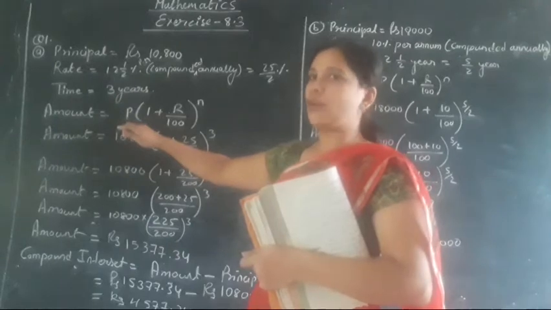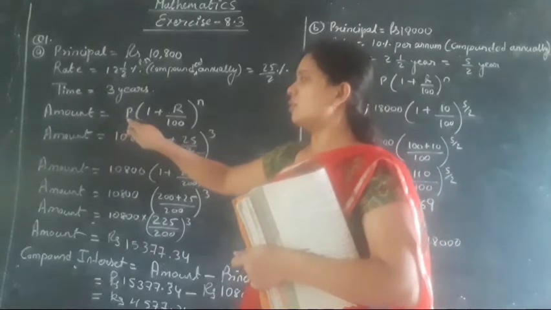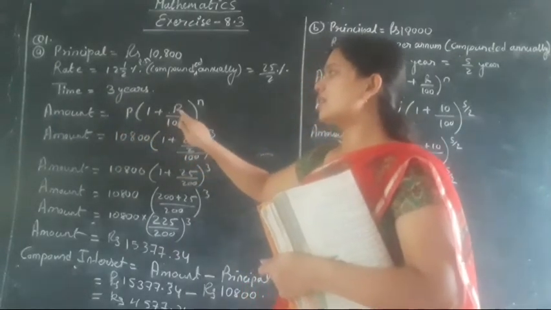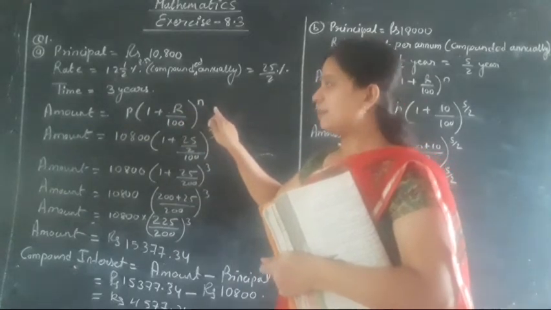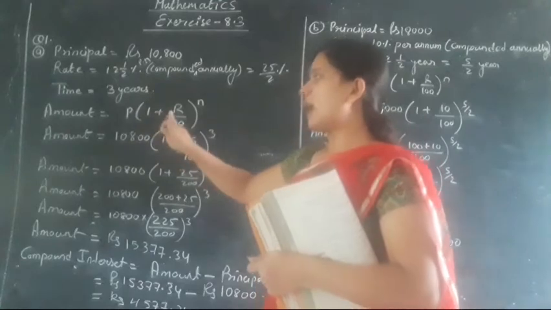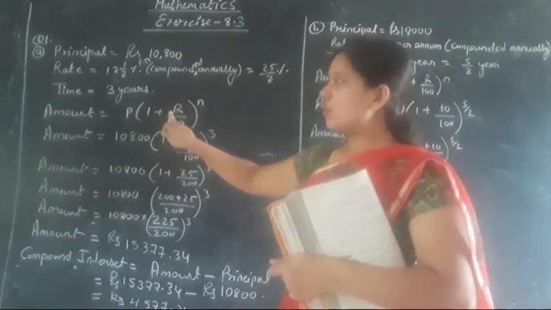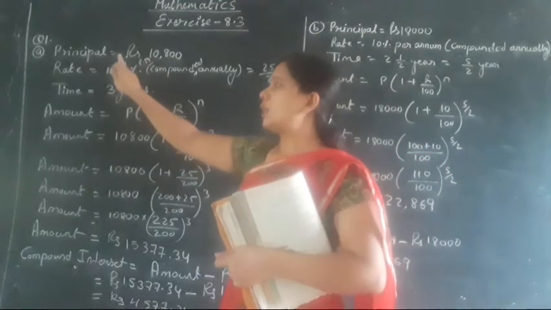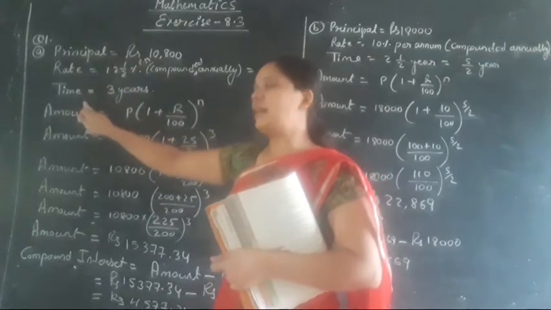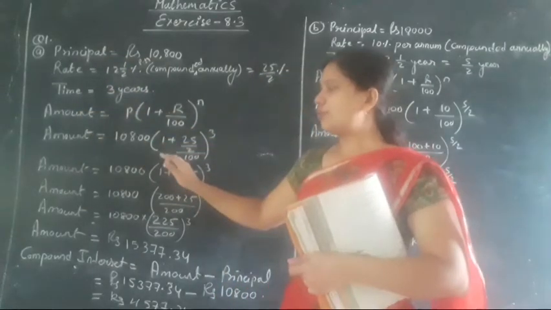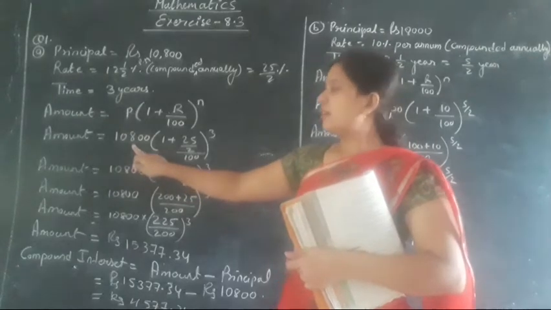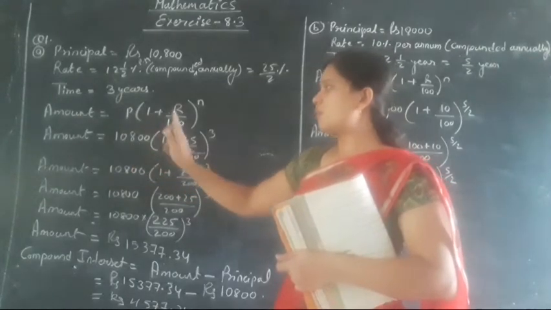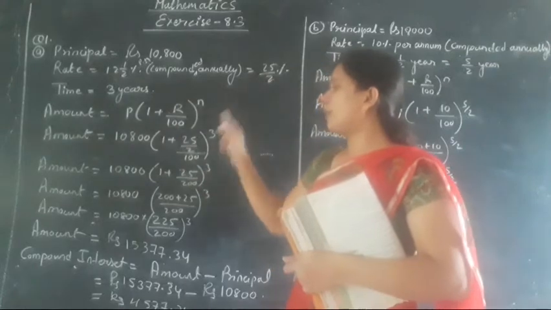The formula for amount is: amount is equals to P into 1 plus R upon 100 the whole to the power n, where n is the time. Okay, P is the principal, R is the rate. So what we are going to do? We are going to substitute all the values of principal, rate and time here in order to find the amount. So what is the principal we are having? Principal we are having as 10,800. 1 comes from the formula, R we are having 25/2.